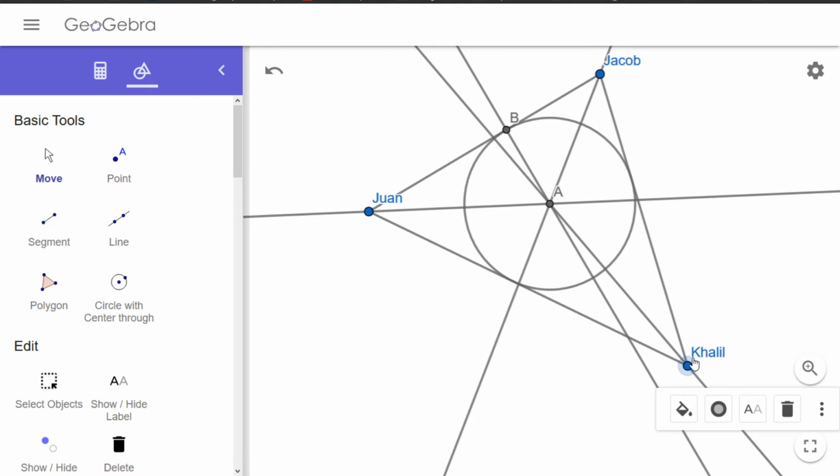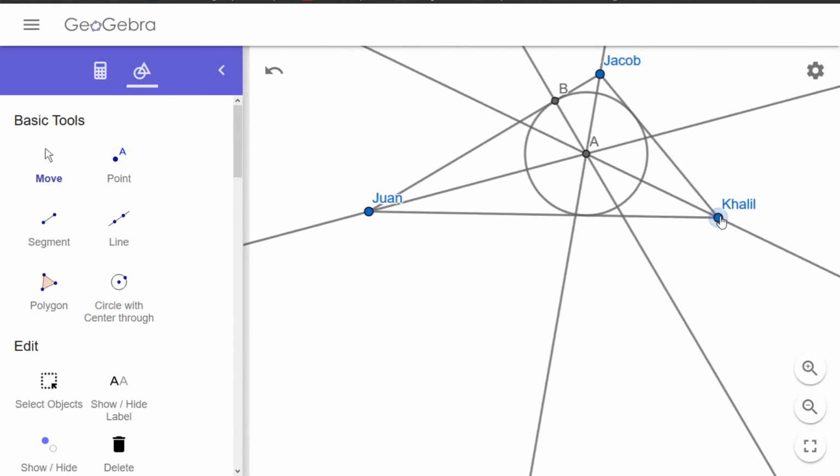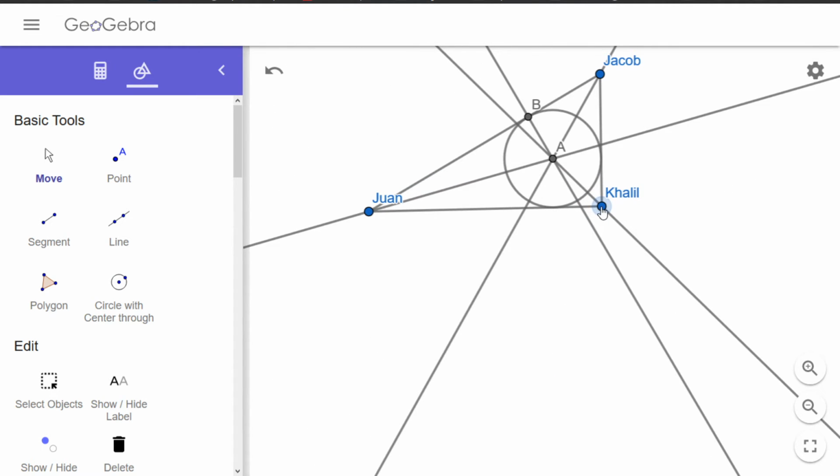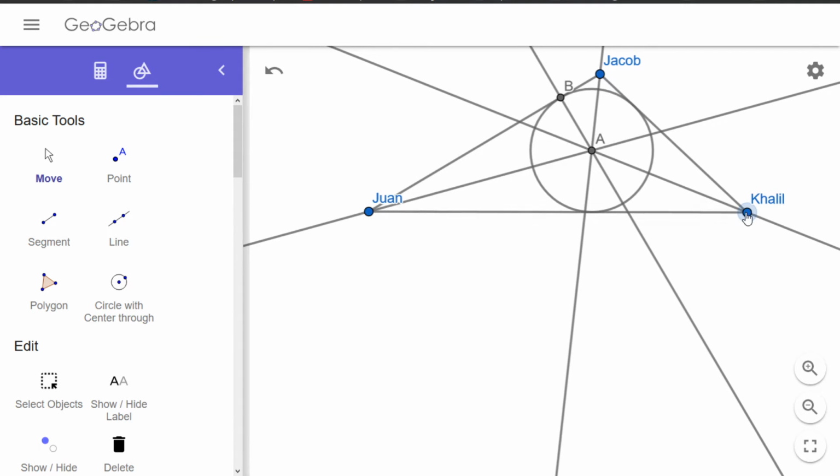And no matter where we move the triangle, of course the center of the circle is inside because the circle's inside, right? Obtuse, right angle, acute.